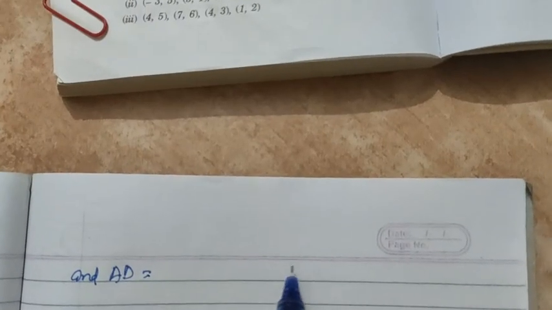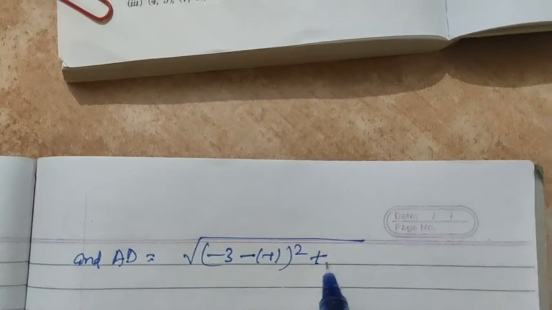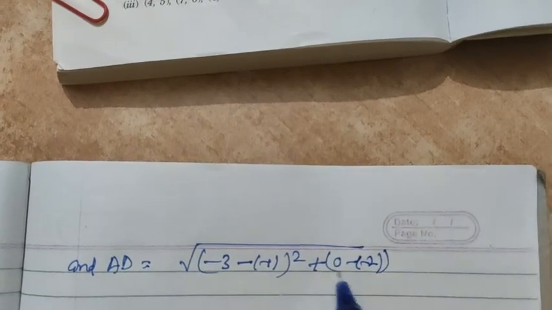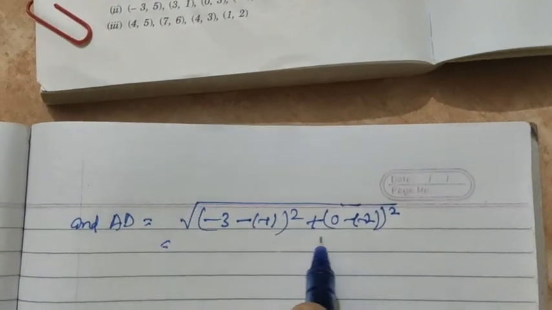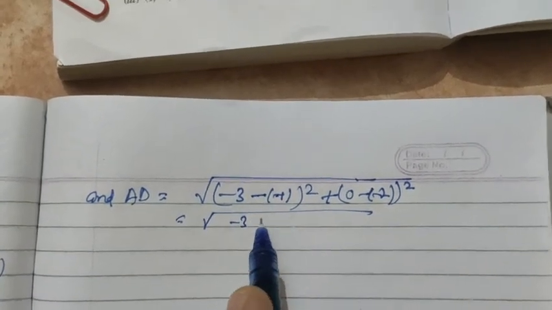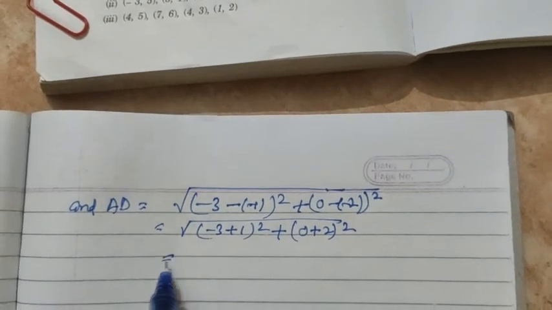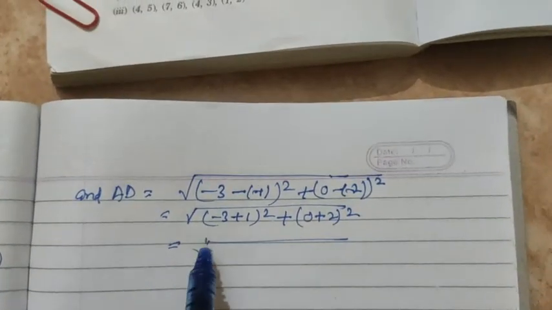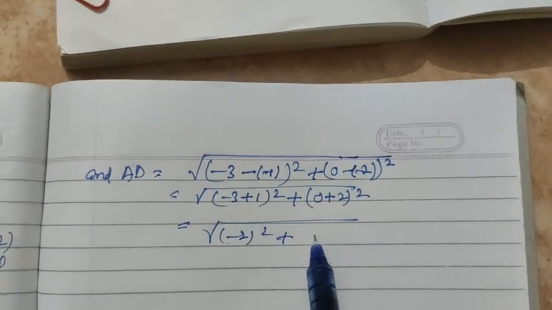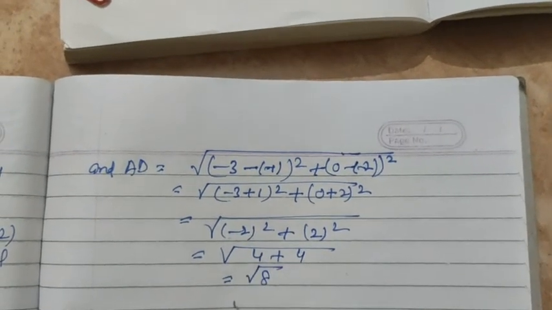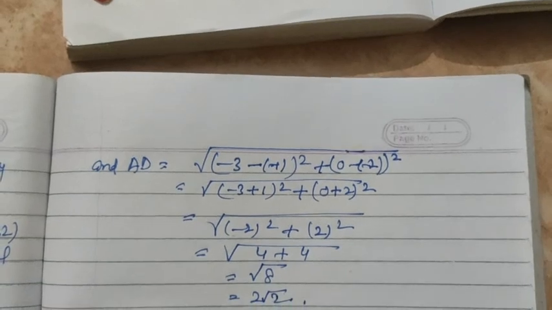Now AD. AD will be x4 minus x1, that is minus 3 minus of minus 1 whole square plus 0 minus of minus 2 whole square. So minus 3 minus minus becomes plus, so minus 3 plus 1 whole square plus 0 plus 2 whole square. So this will be minus 3 plus 1 becomes minus 2 square plus 0 plus 2 becomes 2 square. So this will be 4 plus 4, and 4 plus 4 becomes 8, and this can be written as 2 root 2. So AD is also 2 root 2.